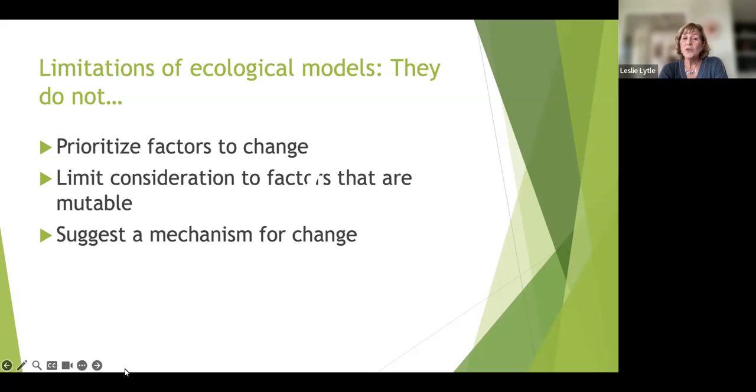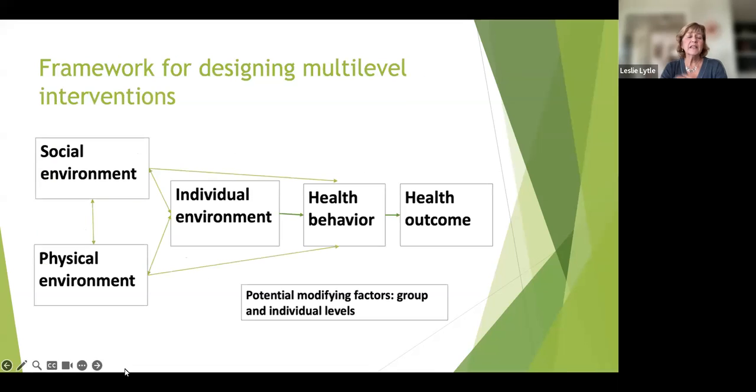Those ecological models also really don't suggest a lot of mechanism for change. And importantly, they don't suggest causality. So as a behavioral scientist who's designing a community-based intervention to be evaluated, I needed a simpler model. I needed a causal model that not only tells me what I'm going to intervene on, but also helps me develop hypotheses for change. So I've been using a model that looks like this. Again, you'll see that I'm talking about the social, physical, and individual environments, just like you'd see in an ecological model.